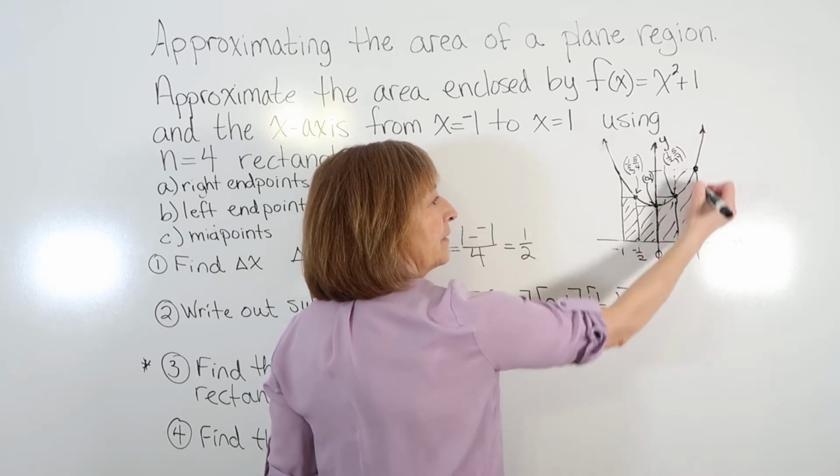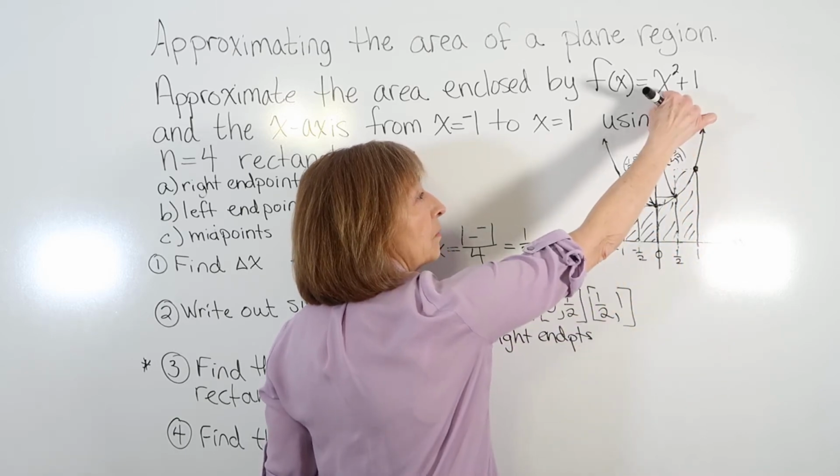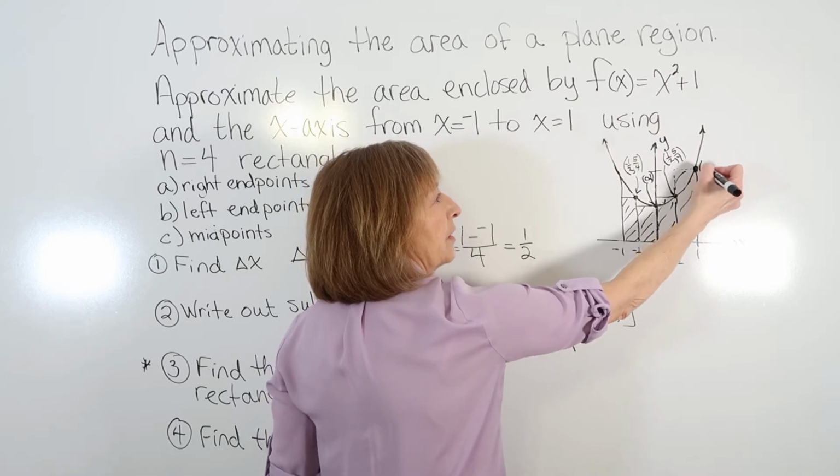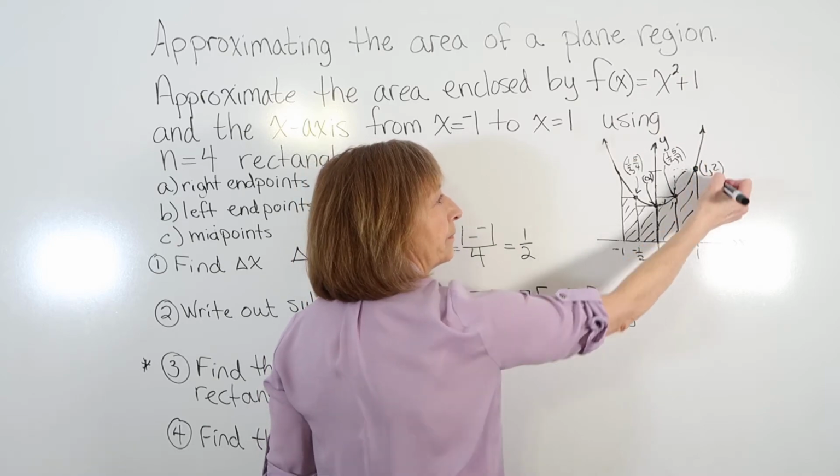And then this last one, 1 goes in for the x. 1 squared is 1, plus 1 is 2. So I have (1, 2).